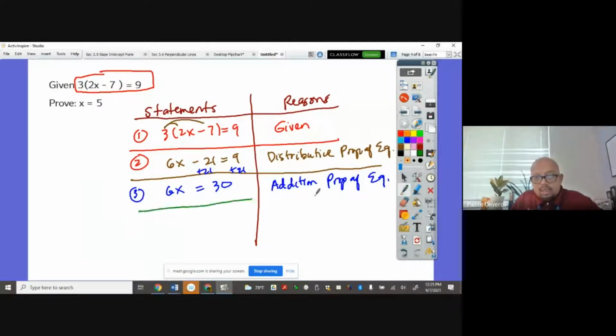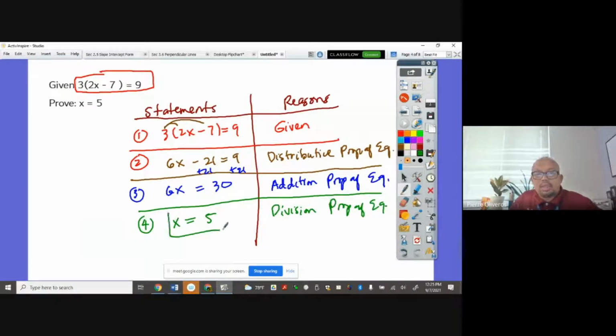The next one here is that we're going to divide here by 6. And if we divide by 6 on both sides, that's going to be x equals 5. And so what we did there is division property of equality. And if you notice, that's x equals 5, and that's what you're trying to prove. And the proof is done.